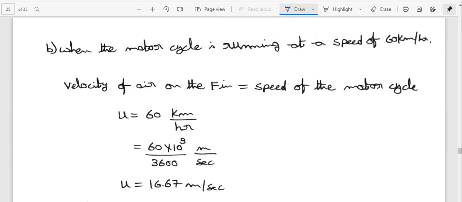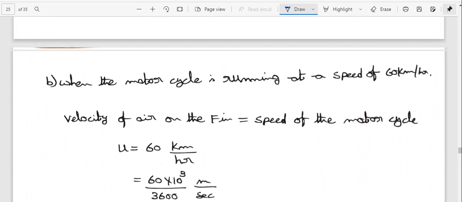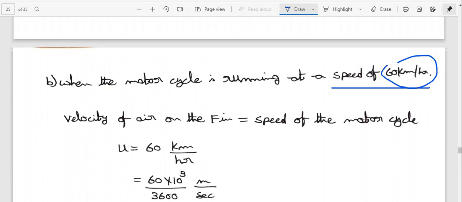Coming to the second question, that means forced convection. The speed value in terms of kilometer per hour is given.